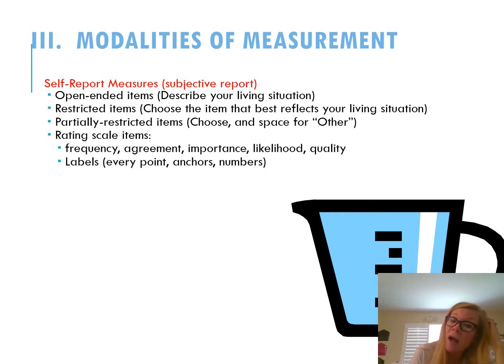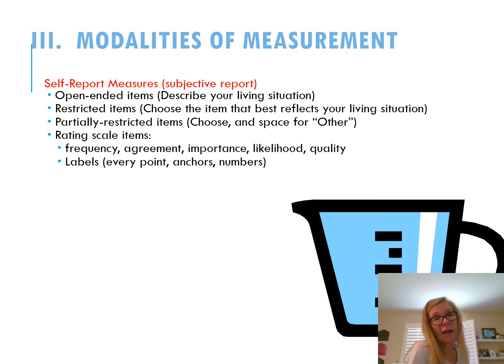If you have got essay question responses coming in from 100 participants, you're going to have to figure out how to code and attach a numerical value to all of those different potential responses. So advantages of open-ended are that you capture all responses. Advantages of restricted items, you don't capture all responses, but they are easily numerically coded.